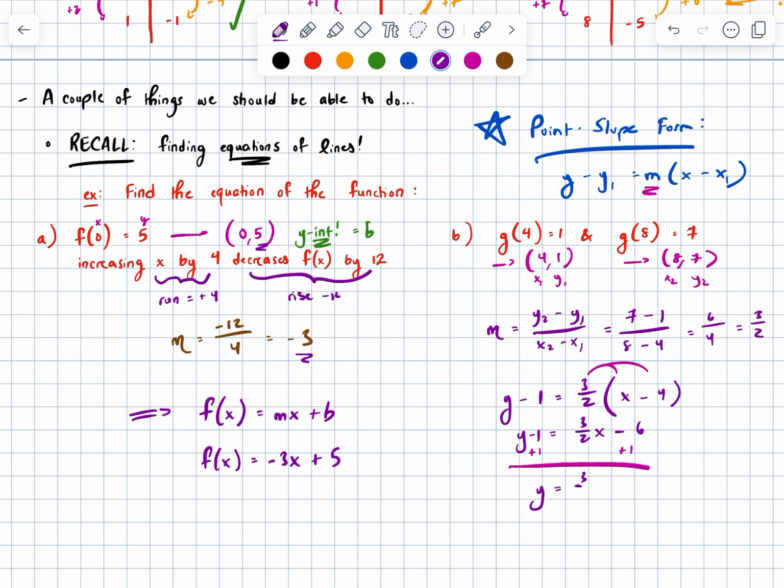All I need to do now is add 1 to both sides to get y by itself. Here, y is equal to 3/2 x minus 5, which in our function notation, just swapping out here that y for g of x, because our points above gave us that notation g for our function rule. Here, g of x should be equal to 3/2 x minus 5.